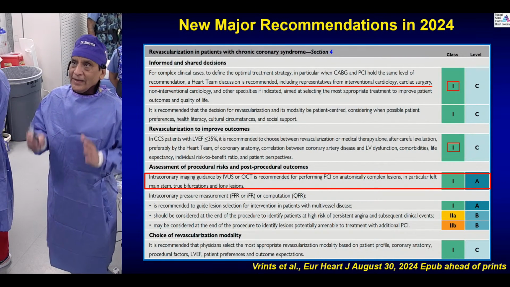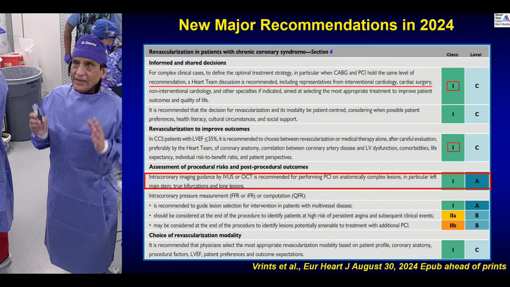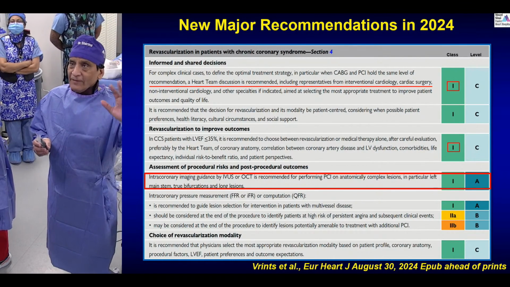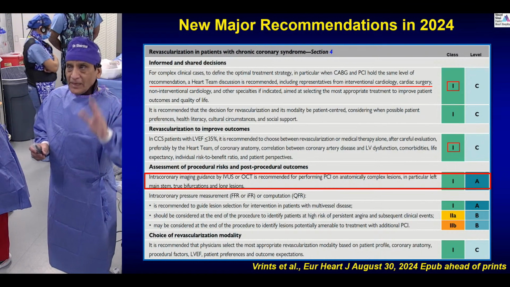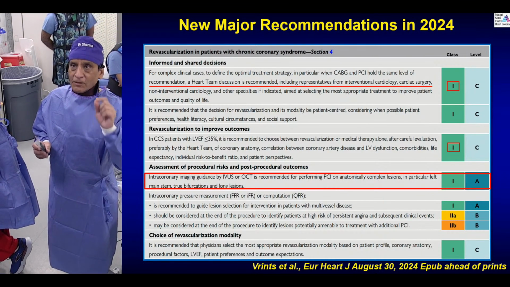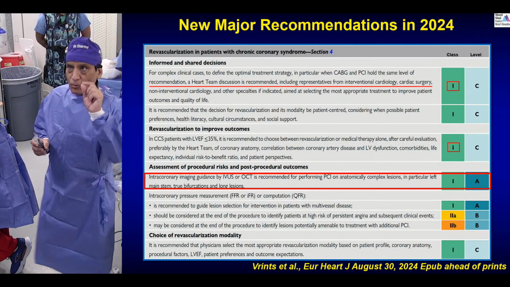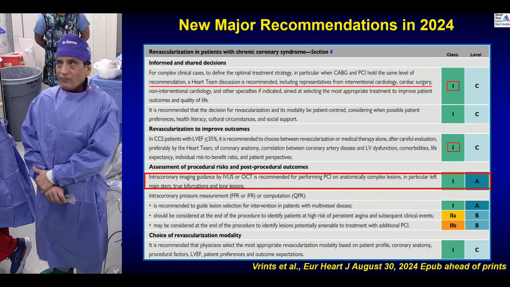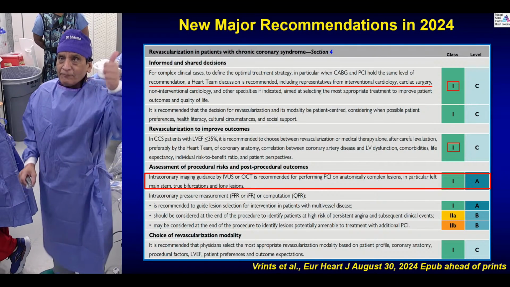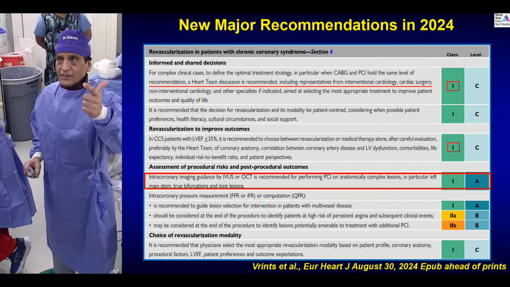First time in our guidelines, intracoronary imaging, with the trials of the last 10 years, everyone positive, has made it to the European guideline. We are not in the American guideline yet. Intracoronary imaging guidance by IVUS or OCT is recommended for performing PCI on anatomically complex lesions, in particular left main stem, true bifurcation, and long lesions.